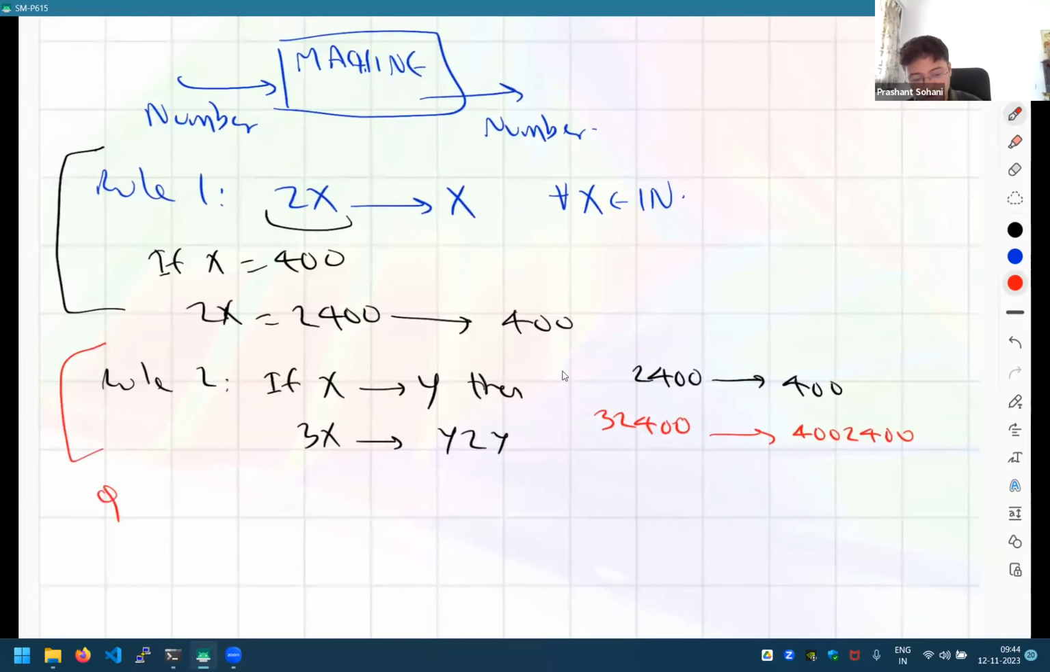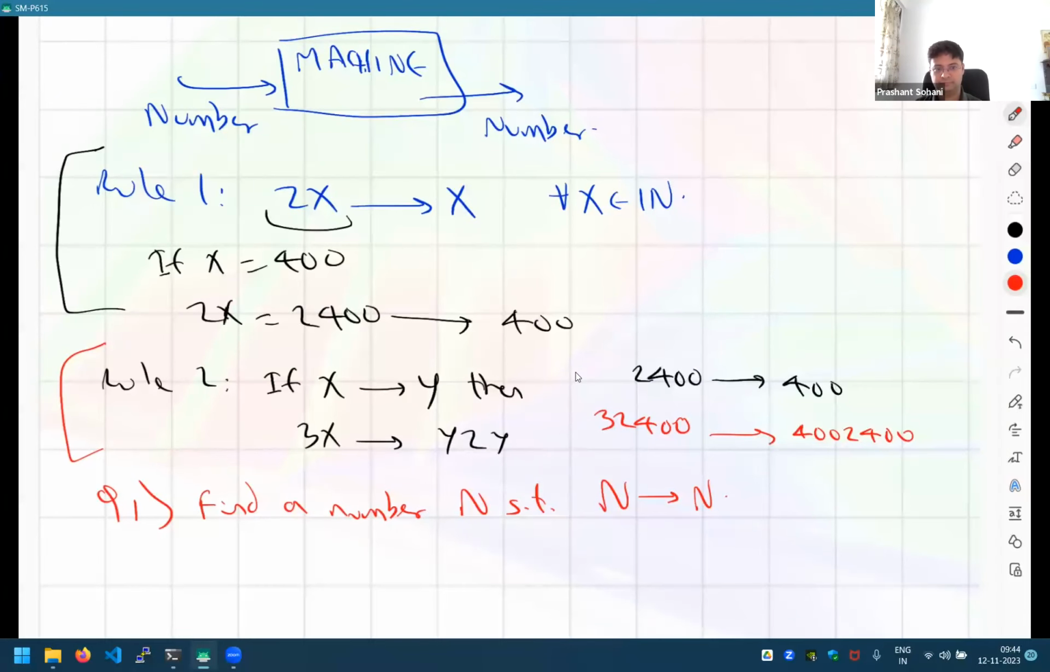Okay, so question 1. Find a number n such that n generates itself. And I hope the rules are clear, and the operation that we are joining the numbers, we are not doing any arithmetic operation, we are just joining the numbers together.